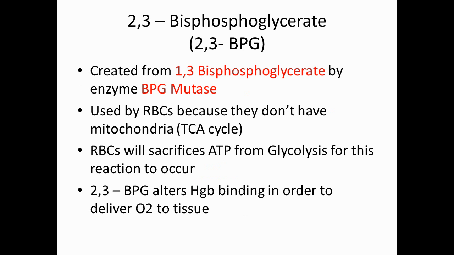So next thing that we need to know is 2,3-bisphosphoglycerate, which is created from 1,3-bisphosphoglycerate by the enzyme bisphosphoglycerate mutase, which is used by RBCs because they don't have mitochondria, as they cannot run the TCA cycle and make ATP from it. RBCs will sacrifice ATP from glycolysis for this reaction to occur because 2,3-bisphosphoglycerate alters hemoglobin binding to oxygen in order to deliver oxygen to the tissue. So the sacrificing of ATP will work for RBCs in order to deliver oxygen to the tissue.